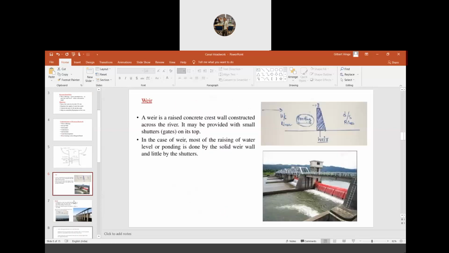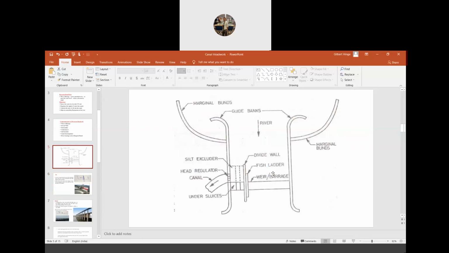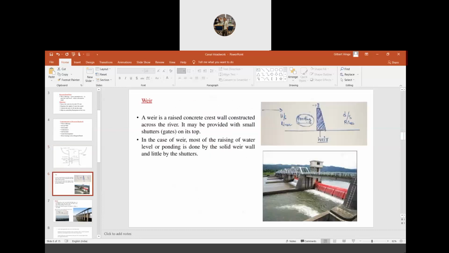So let us see now all of these components one by one. First of all, let us see about the weir or the barrage. Okay. So now see, this is the upstream of the river and this is the downstream. So what we do actually is construct some kind of a solid barrier made of concrete so as to raise the water at the upstream end.